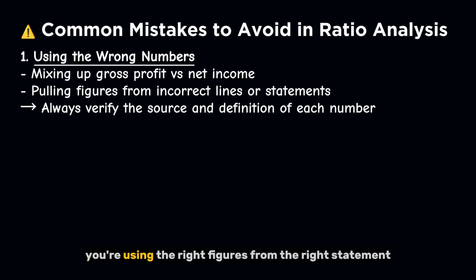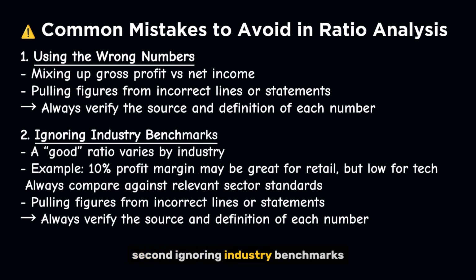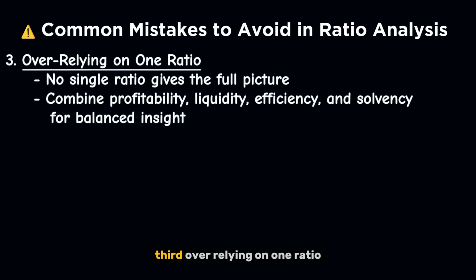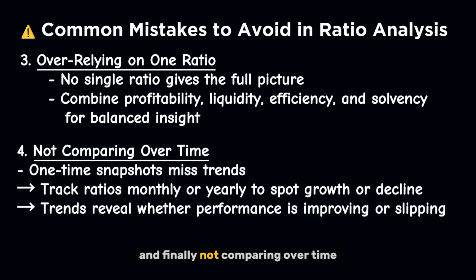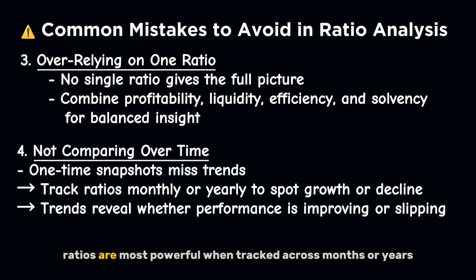Always double-check you're using the right figures from the right statement. Second, ignoring industry benchmarks. A 10% margin might be excellent for a retail store, but weak for a software company. Context matters. Third, over-relying on one ratio. One number can't tell the full story. Use a mix of ratios to see the big picture. And finally, not comparing over time. Ratios are most powerful when tracked across months or years. Trends show whether a business is getting stronger or slipping behind.